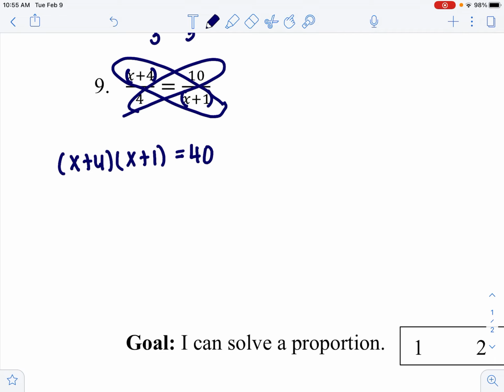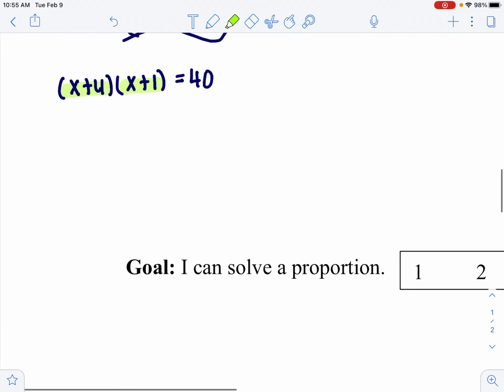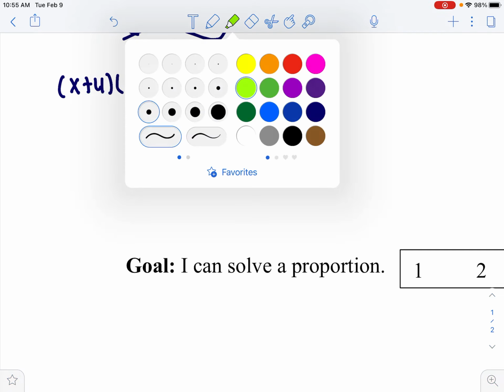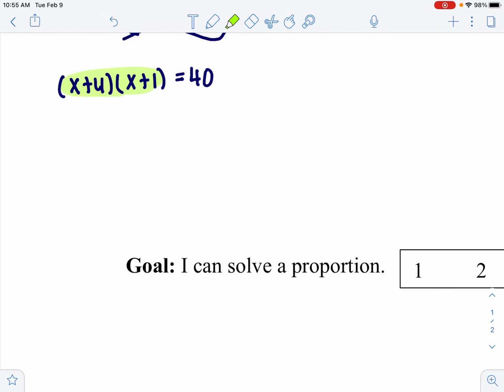So a thing that some people do wrong is they try using the zero product property here. They try setting this equal to 40 and this equal to 40. You can only do that if it's equal to 0 because you're using the zero product property. So that's not going to work. So what you can do is multiply these two binomials right here. So we can expand this to make it a quadratic.